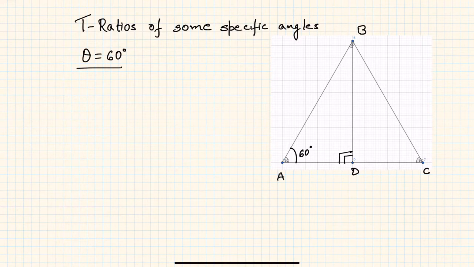Hello friends, welcome back to this session on finding T-ratios of some specific angles. Today we are going to learn to find out the T-ratios for theta equals 60 degrees.